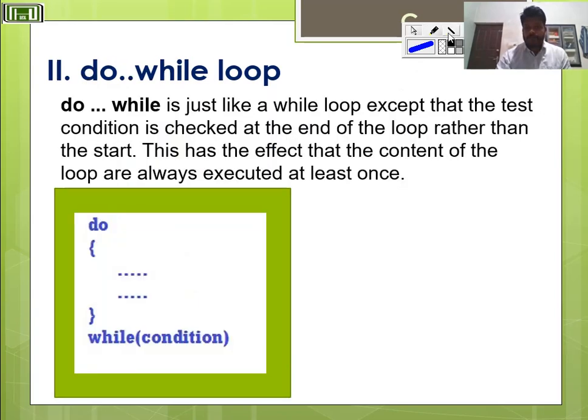Now moving to do while loop. It is just like a while loop, except that the test condition is checked at the end of the loop rather than the start. In the while loop we have the condition in the first part, that means while of condition. This has the effect that the contents of the loop are always executed at least once. So here is the syntax: do, then within flower braces you have the statements to be executed under do. Then after that you need to check the while condition. The while statement will be in the last portion of the syntax.